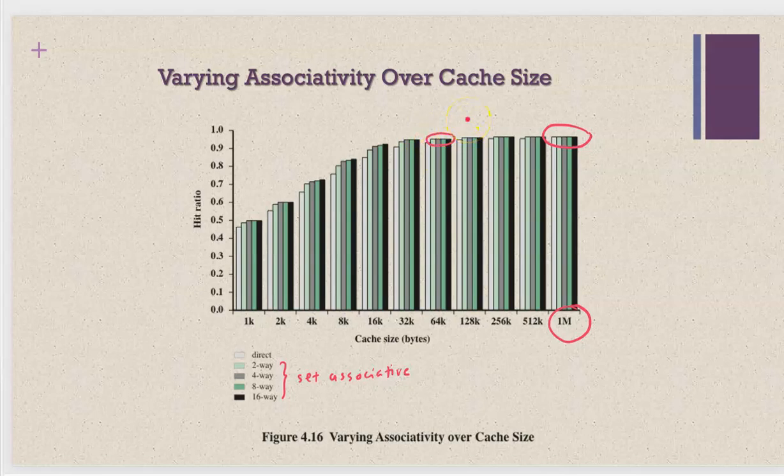So what can we conclude based on this graph? We can say that direct mapping has the lowest hit ratio as compared to all the other set associatives. Let's say you have a 16-way set associative, it is going to have a higher hit ratio compared to a 2-way set associative. So a higher way set associative will have a higher hit ratio. But it becomes comparable when the cache size is bigger. Okay?